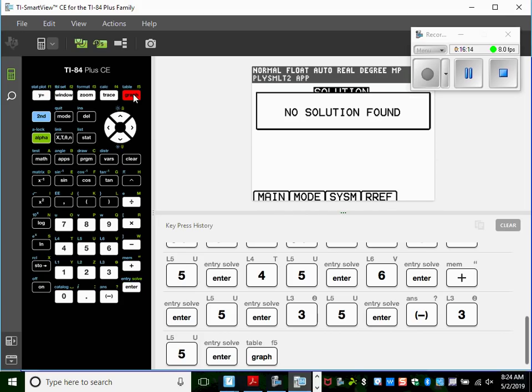Did anybody get that answer? All right, so no solution found, which means that these lines are parallel. They will not intersect. Okay, that's what it means when you get a no solution for a system.